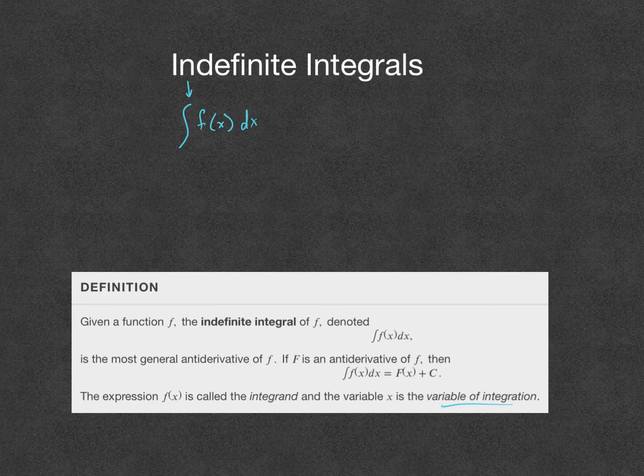Okay, so the integral of f of x dx is equal to that capital F, that antiderivative, plus c. The integral of f of x dx is the antiderivative plus a constant. All right, the expression, it says at the bottom, f of x is called the integrand. That's not a word that I'll use terribly often, but it's the function that you are integrating.